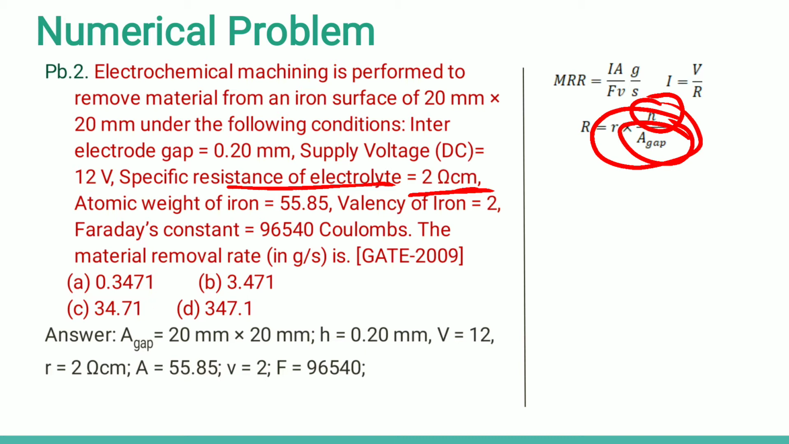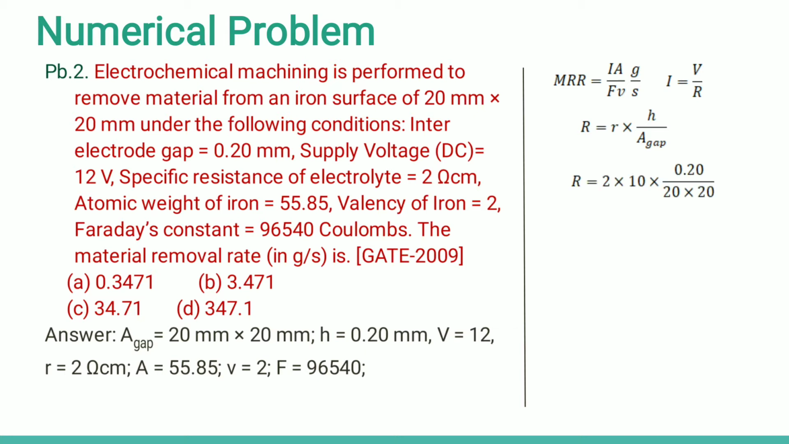So what we are doing is converting this small r value, that is ohm centimeter, into mm. 1 centimeter is equal to 10 mm, so I'm multiplying this value with 10. So this will be 2 into 10 into h, that is 0.20, upon area, that is 20 into 20. Okay, so the unit is balanced. Now this will be 0.010 ohm.